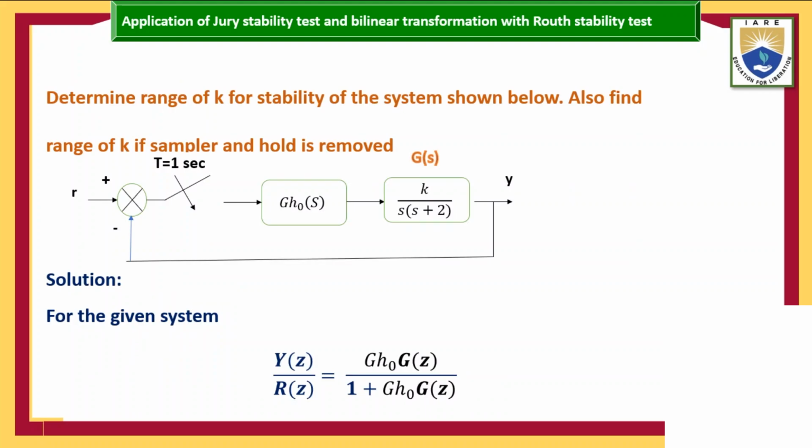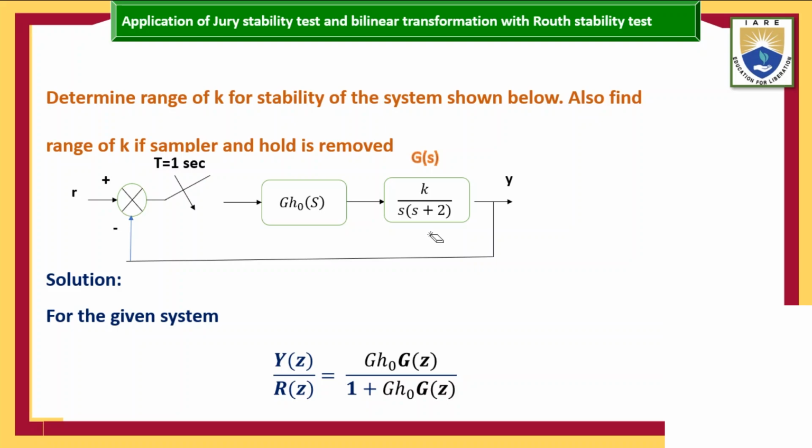I am taking one problem in the applications, where I am going to find the K value, that is, the range of K for the sampler and hold device. In the problem, the circuit contains the zero order hold device, G H0(s), a pulse function with T equal to 1 second, and a system K by s into (s plus 2).